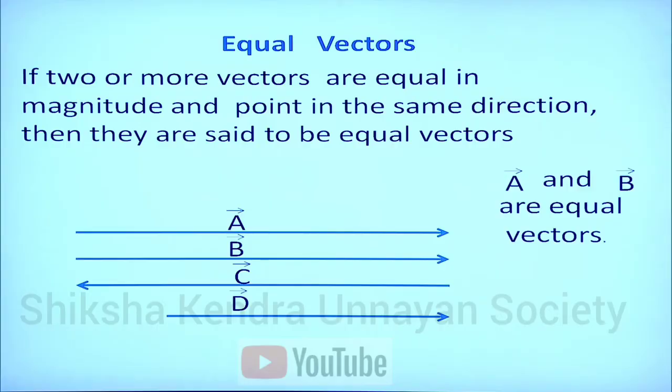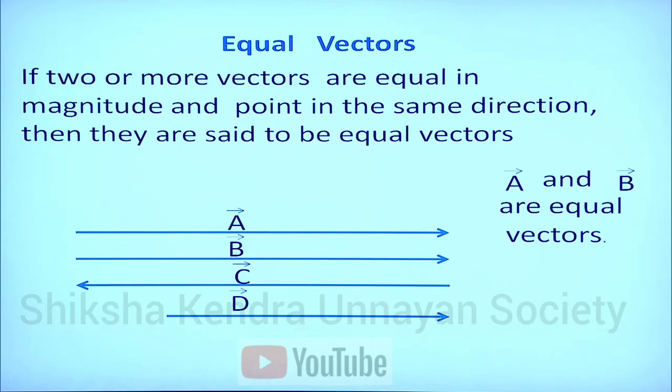What are equal vectors? If two or more vectors are equal in magnitude and point in the same direction, then they are said to be equal vectors. As you can see on your screen, there are four vectors A, B, C and D. In the case of A and B, you can see the vectors A and B have the same magnitude, are of equal length and are pointing in the same direction. So, you can say that A and B are equal vectors.